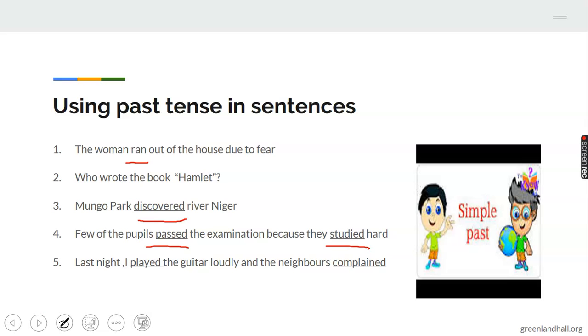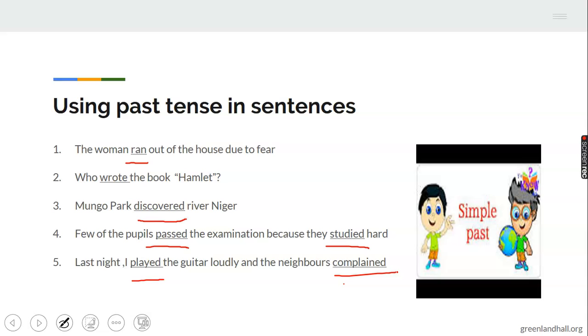Now we have the last sentence on this page. It said, last night I played the guitar loudly and the neighbors complained. You can see two words have been underlined there and they are used in the past tense. I said played and complained. They are both used in the past tense.